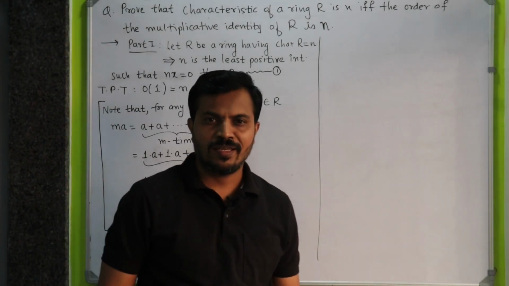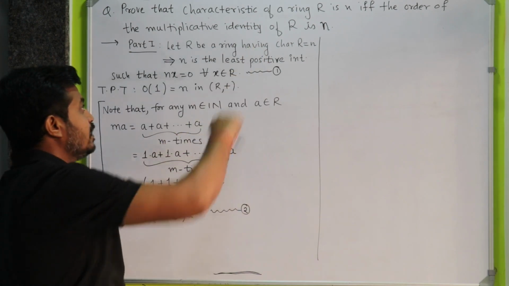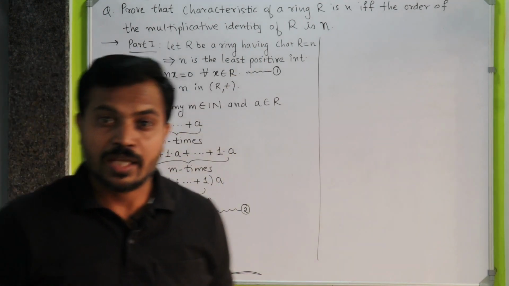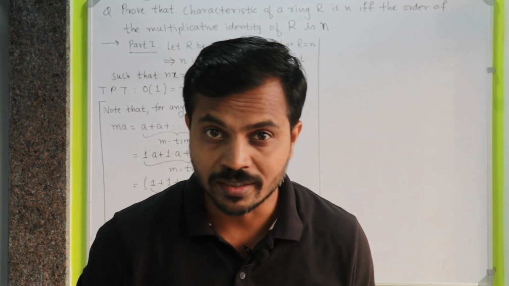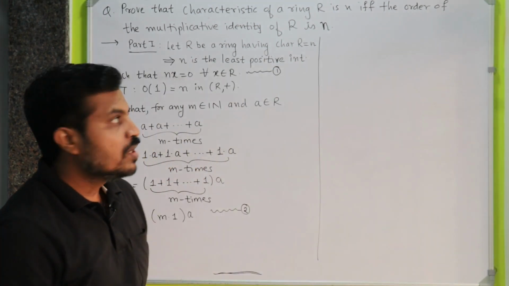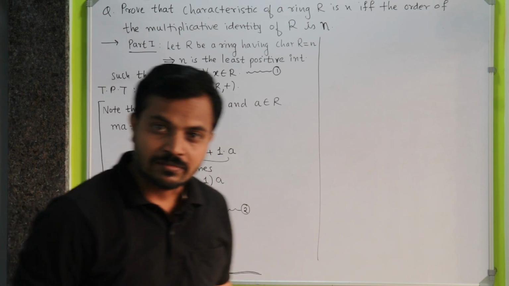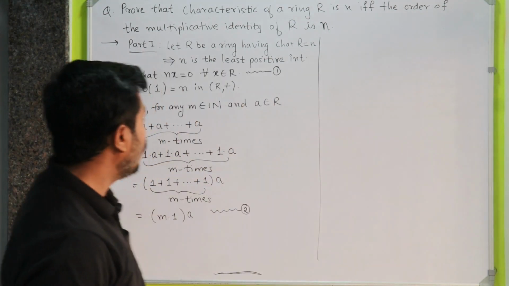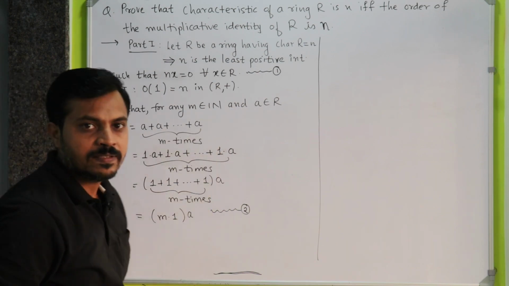Dear students, in this class we are going to prove that the characteristic of a ring R is n if and only if the order of the multiplicative identity in R is n. So let us begin. First of all, we will assume that the characteristic of the ring R is n, and we will prove that the order of the multiplicative identity of R is n.